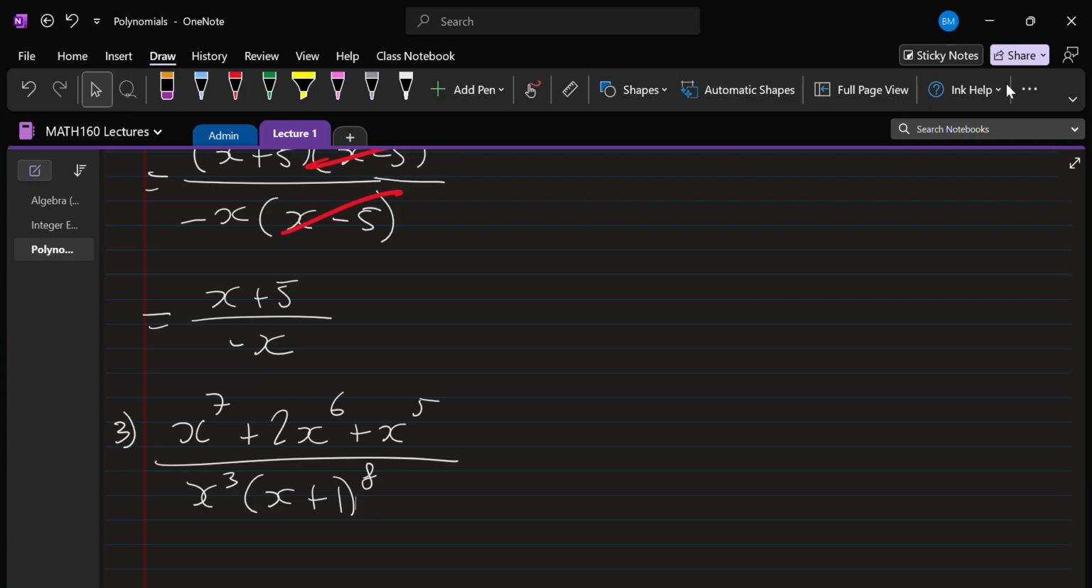Okay, number 3, x to the 7 plus 2x to the 6 plus x to the 5, over x cubed times x plus 1 to the 8. We have a polynomial at the top, we have a polynomial at the bottom. In the bottom, it's already been factored. We've got x cubed as one factor, x plus 1 as another factor to the 8. So the top we need to factor, the bottom is factored for you. Again, the question is, is this in lowest terms? We can't tell because the top isn't factored. Please factor the top, cancel anything, and then check.